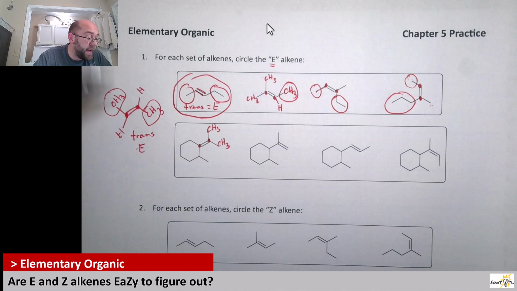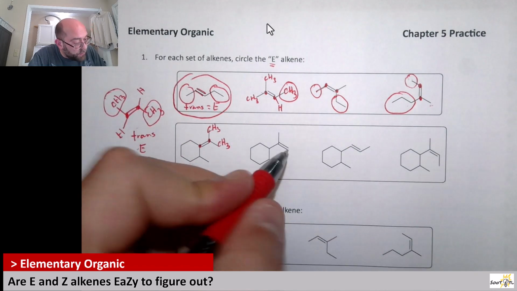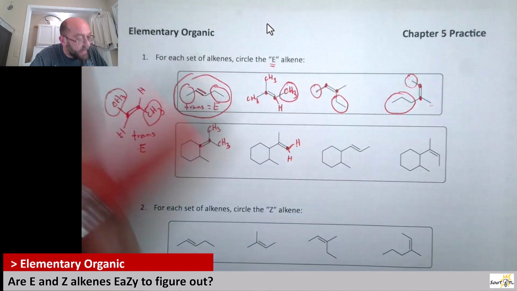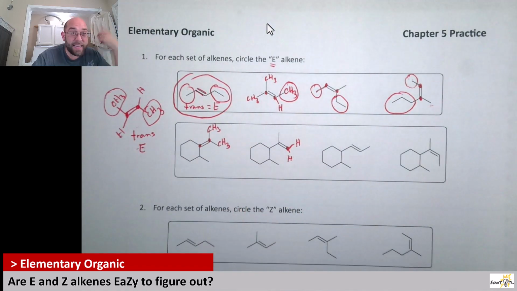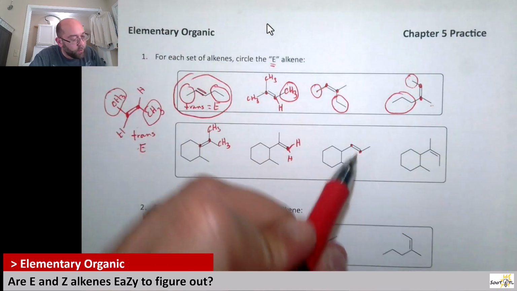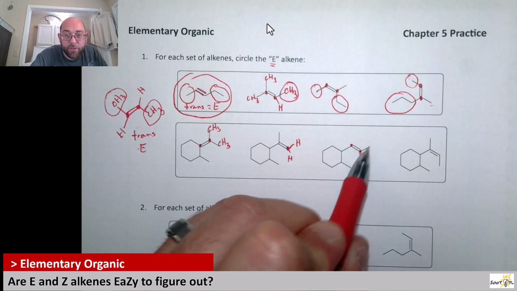So because of that, there's really no naming I can use for this one. And the same goes for this one, because on this carbon right here that has a double bond, it has two hydrogens. So because it has two of the same, even though we don't tend to consider that like the grouping part, it's got two of the same things on the carbon that has the double bond, so I can't use it.